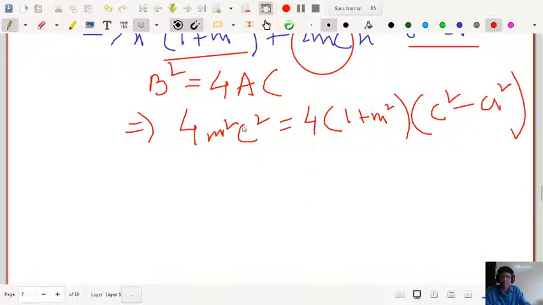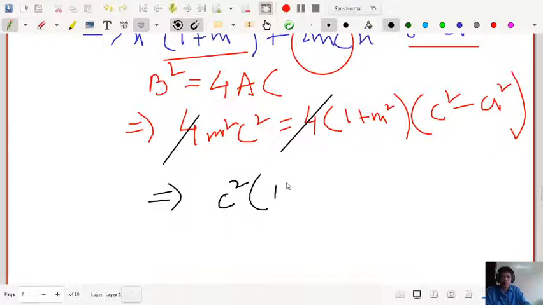So if you simplify this, 4 cancels, and if you expand this, m square c square cancels, and you have c square equal to a square into 1 plus m square.